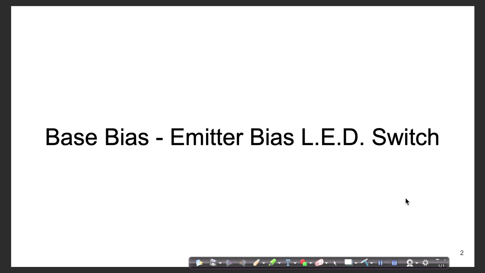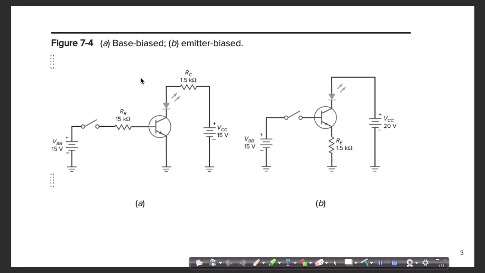Okay, so this is the first circuit. We're using a base bias to drive the LED switch. Over here in figure A, we have an open switch. Obviously, if the switch is open, the base current through base resistor RB is 0. If there's no base current, then there cannot be any collector current. So the transistor is off and the LED is off.